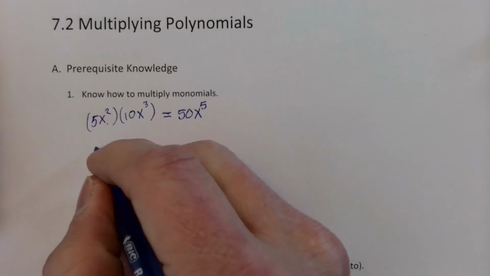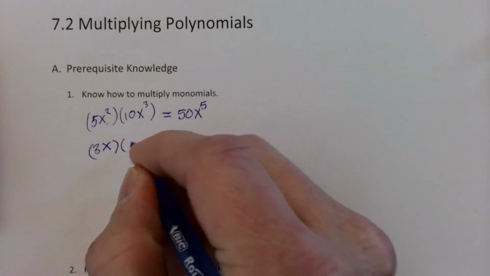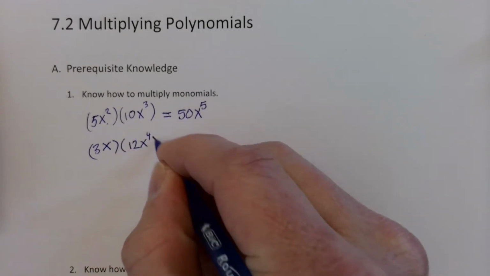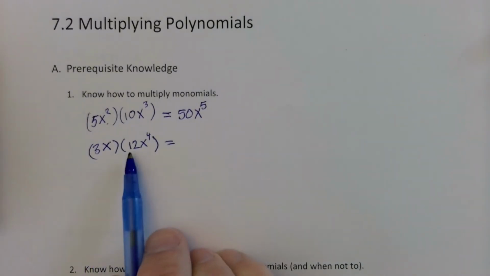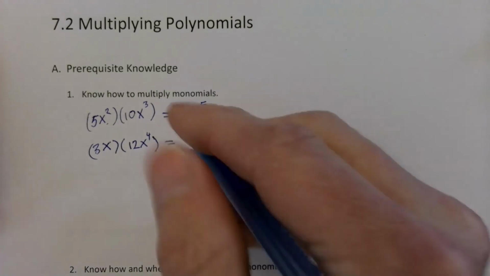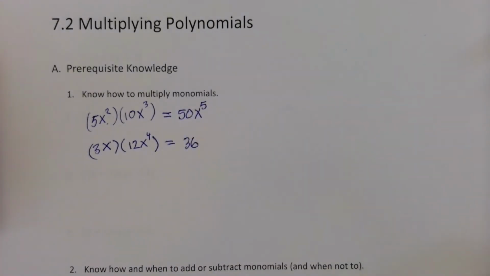Let's take another example. 3x multiplied by 12x to the fourth. So thinking about what we just said, we have these numbers in front here. They're called coefficients, and we want to multiply those. 3 times 12 is 36. And then as far as x factors go, let's count them up. There's x times x times x times x times x. I counted 5 factors of x.